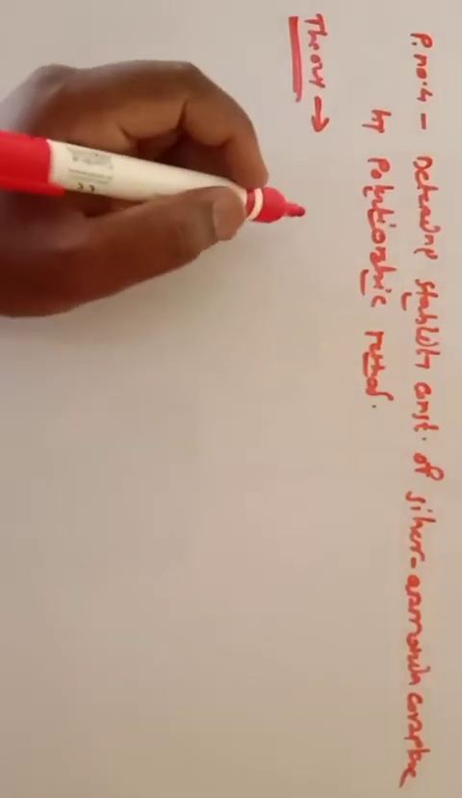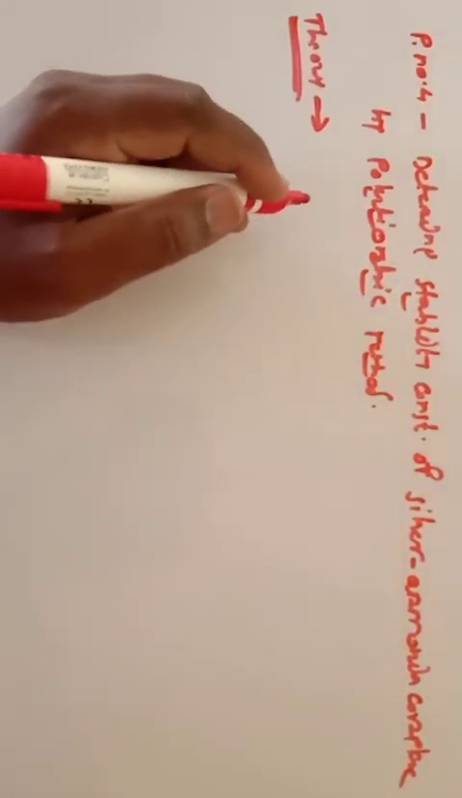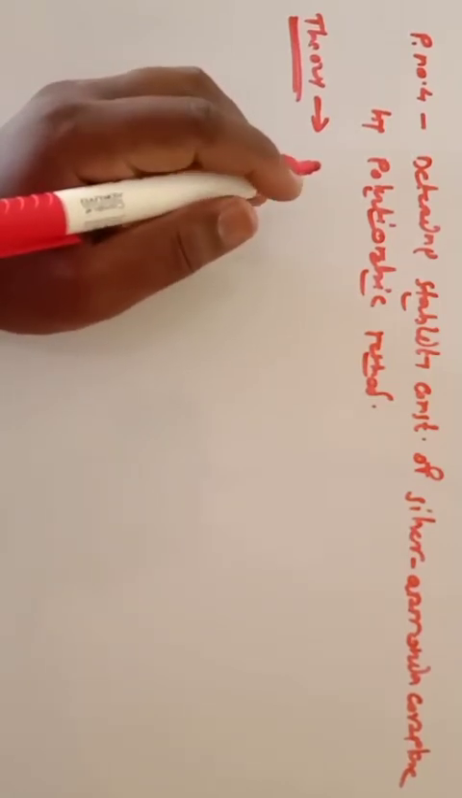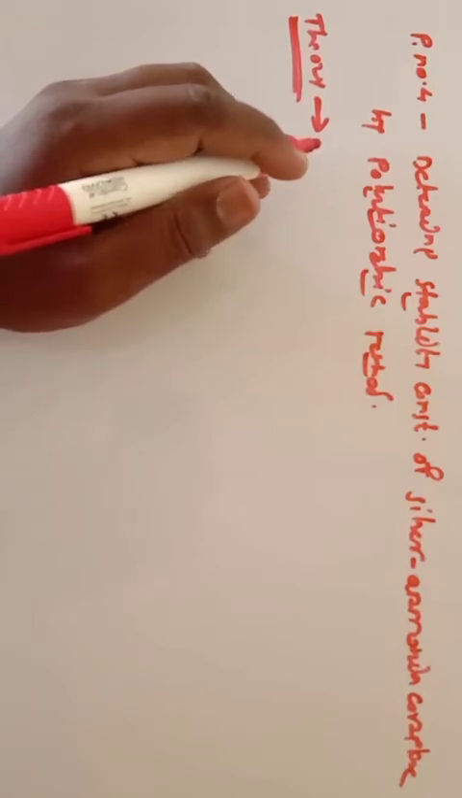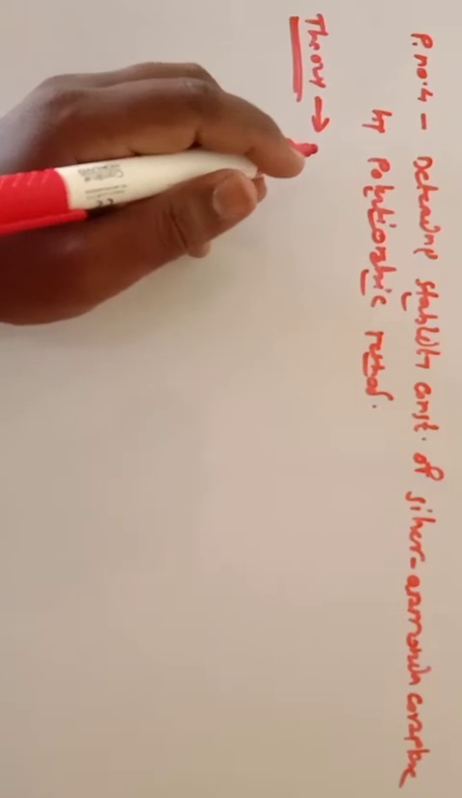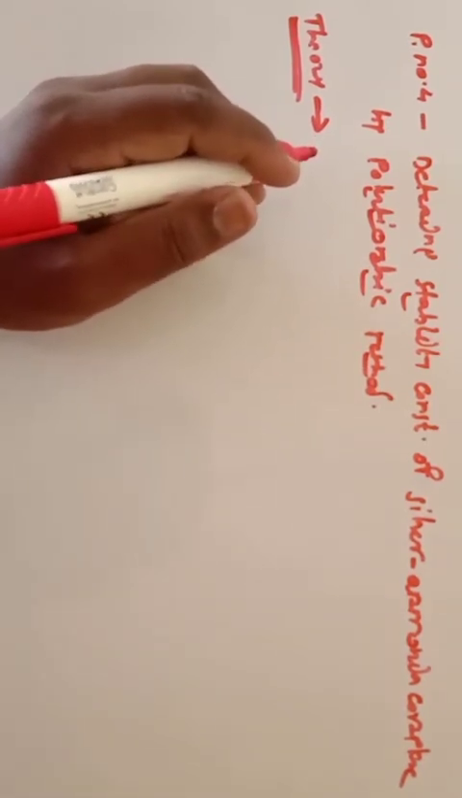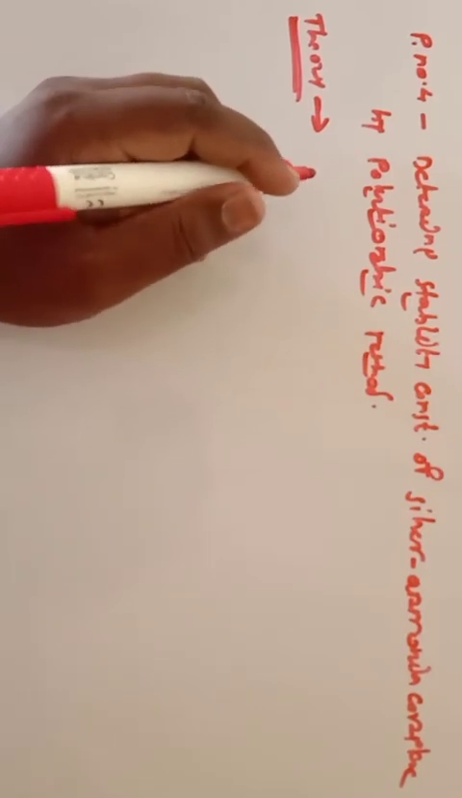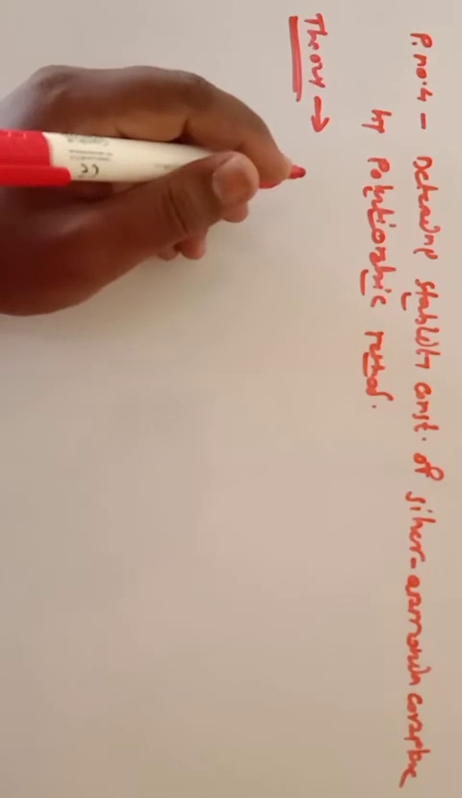Good morning, dear student. In today's lecture, we discuss the potentiometric practical, that is, to determine the stability constant of silver ammonia complex. So, whatever the complex which is formed, we can find out the stability constant for this silver ammonia complex by potentiometric method. So, let us discuss some theoretical concept regarding this practical.